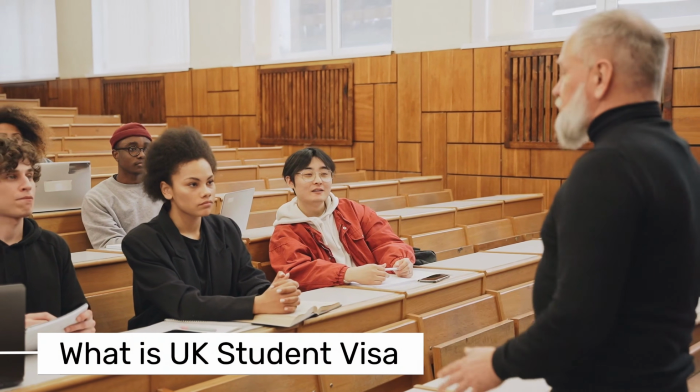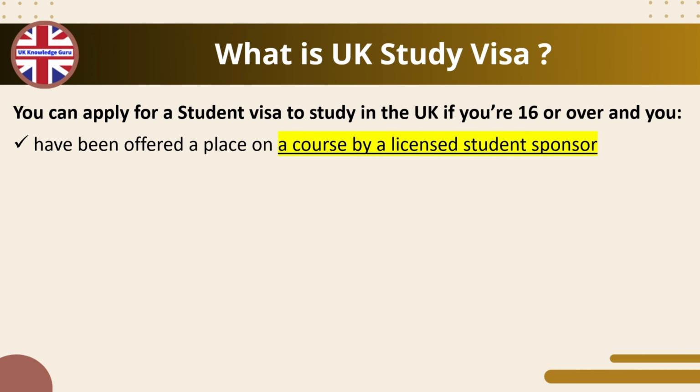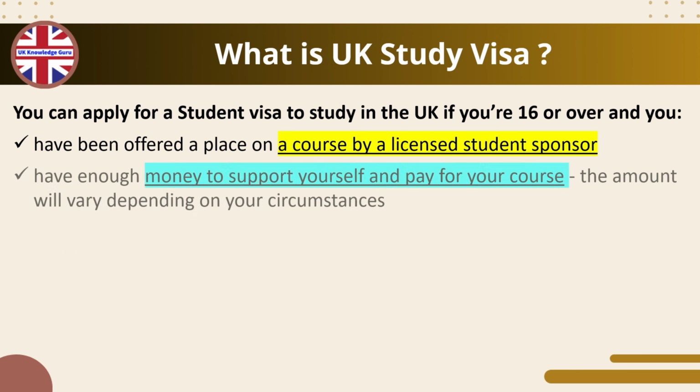So what is a UK student visa? You can apply for a student visa to study in the UK if you are 16 or over, and you have been offered a place on a course by a licensed student sponsor. In a minute, we will discuss this part. You have enough money to support yourself and pay for your course. You can speak, read, write and understand English.